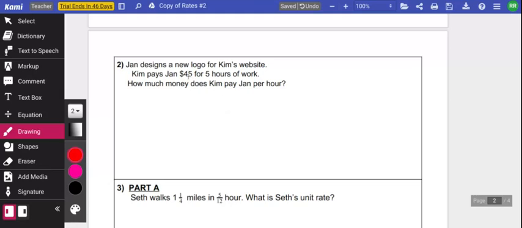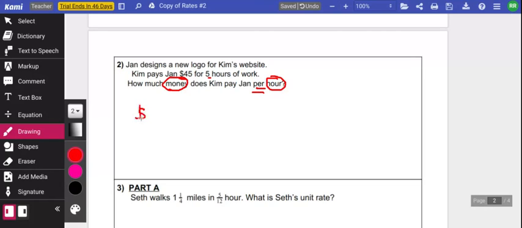Kim pays Jan $45 for 5 hours of work. How much money does Kim pay Jan per hour? So we're looking here for how much money per hour. So money should be on top of the rate. Per is the fraction bar, horizontal fraction bar. Hours should be on bottom, okay?